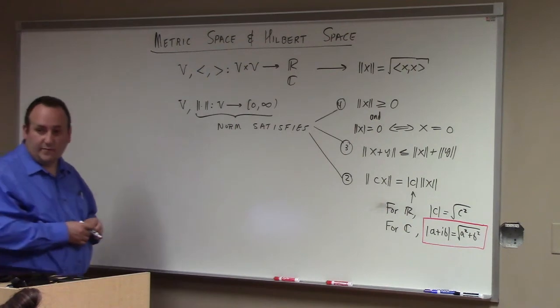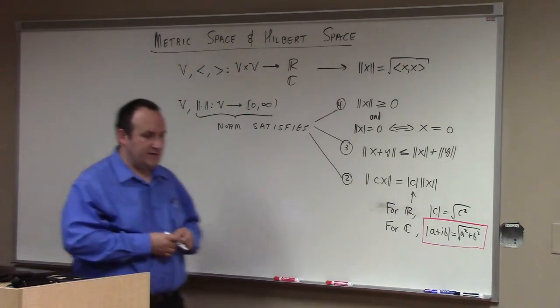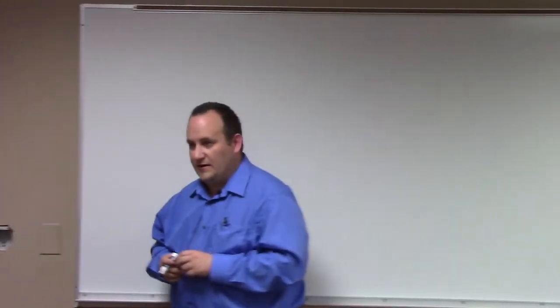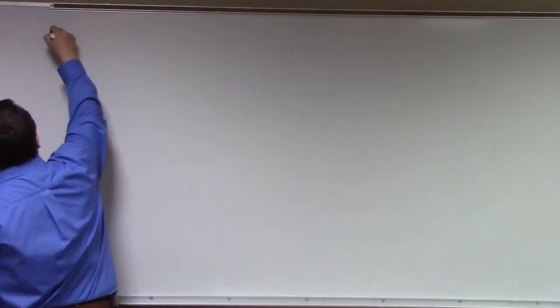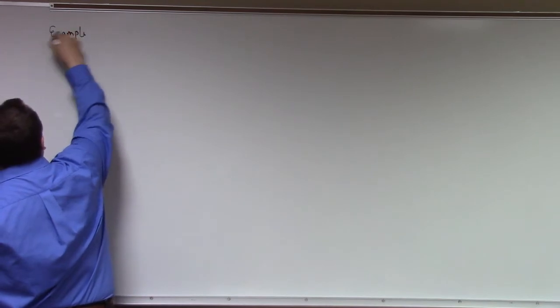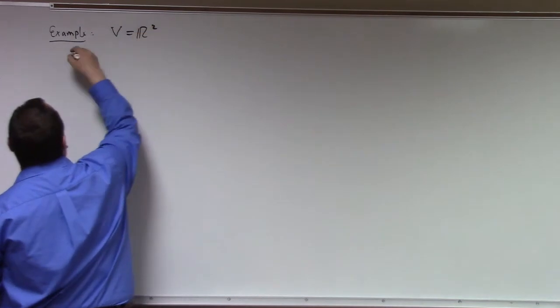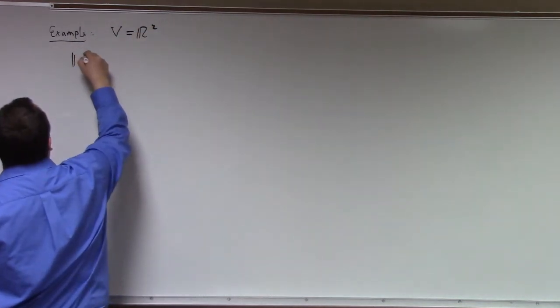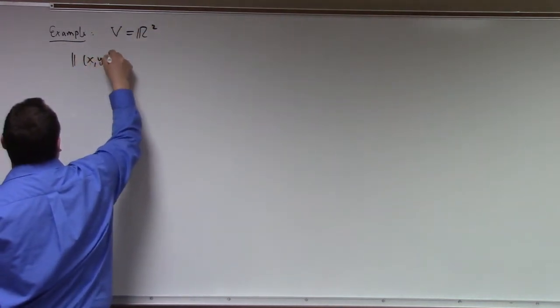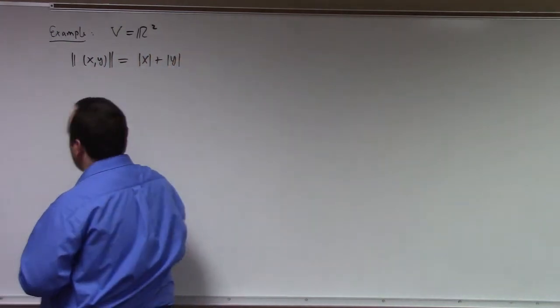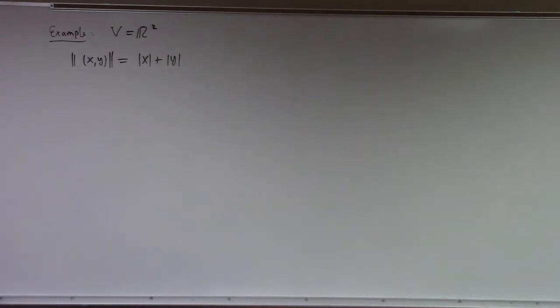So for an example, you're like, well, can you give me an example of a space with a norm which cannot be induced from an inner product? Here's the standard example. You can take V equals R2 and let the norm of, say, x comma y be equal to the absolute value of x plus the absolute value of y. This is the one norm. It's sometimes called the taxicab norm.